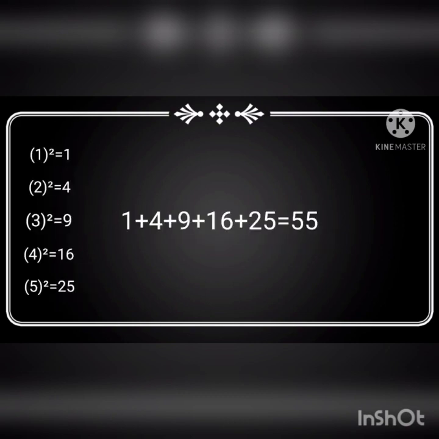So 1 squared equals 1, then 2 squared equals 4, then 3 squared equals 9, then 4 squared equals 16, and 5 squared equals 25. Then add it. The answer is 55.